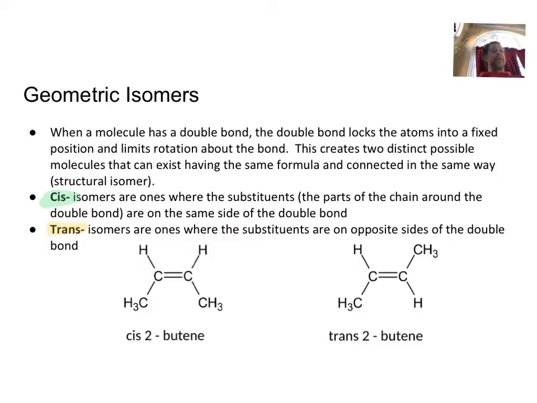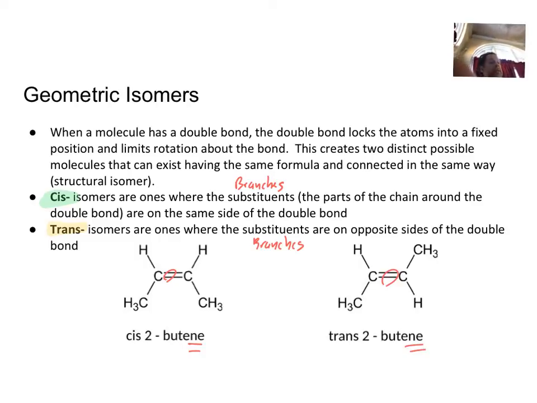Cis isomers are ones where the substituents or the branches are on the same side of the double bond, and trans are isomers where the substituents or the branches are on opposite sides of the double bond. So below I have a double bond here, and so that's telling me that it's an alkene.